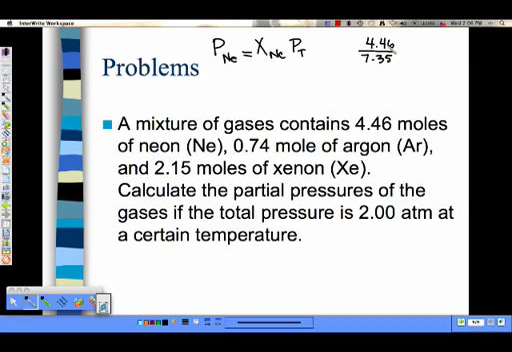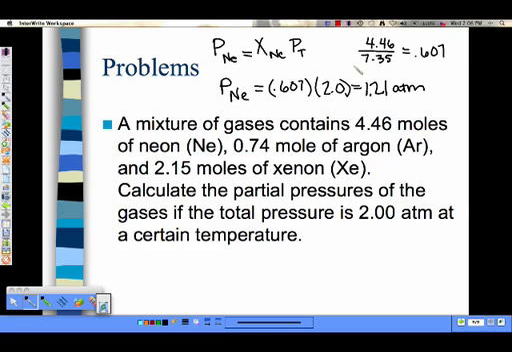So that mole fraction is going to be 0.607. So we can plug that in here. The partial pressure of neon is going to equal 0.607 times the total pressure, which is 2.0. And we will get 1.21 atm.